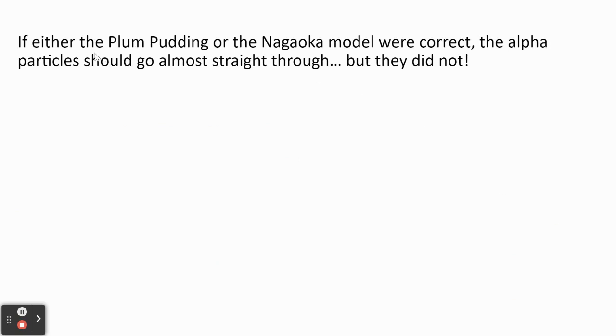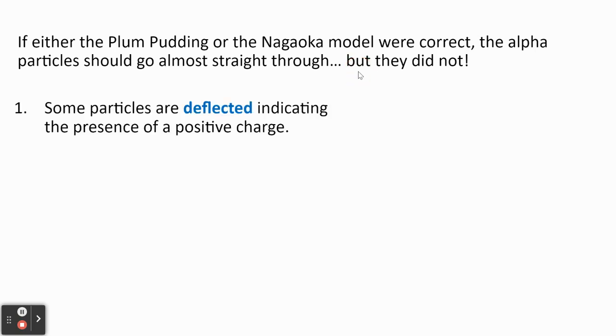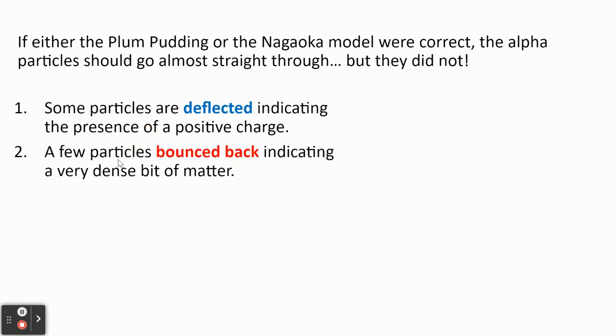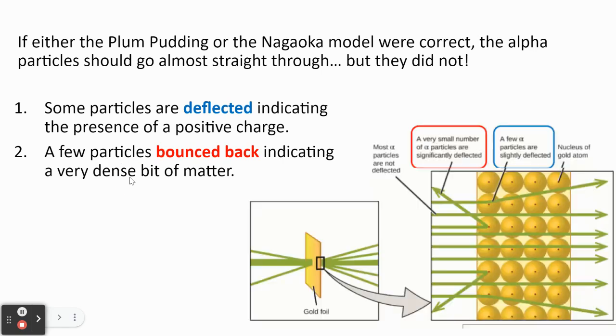So either the plum pudding model or the Saturn model, if that was correct, the alpha particles would go straight through, but they didn't. Some of the particles are deflected, indicating that there is a presence of a positive charge in the atom. And a few particles bounced back, indicating that that positive charge is very dense in that atom.